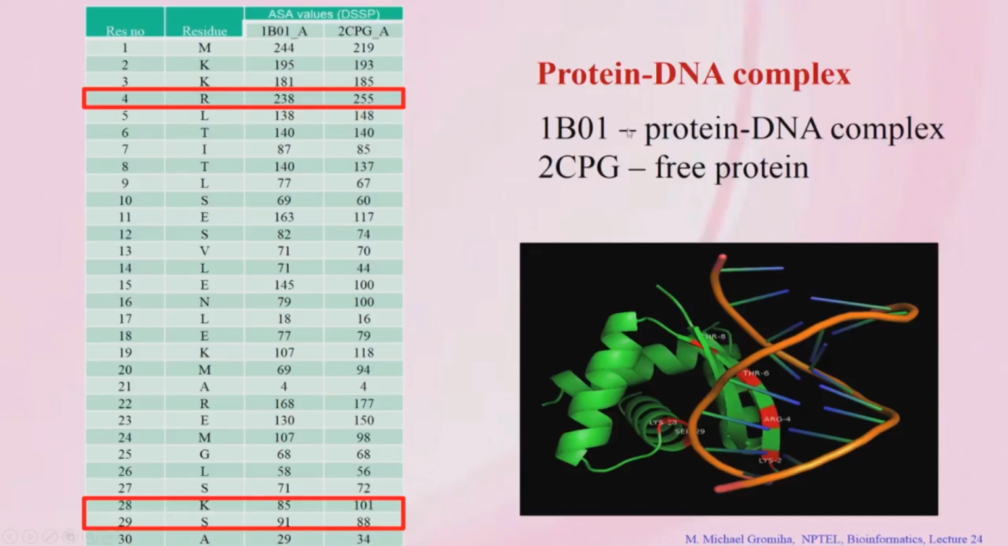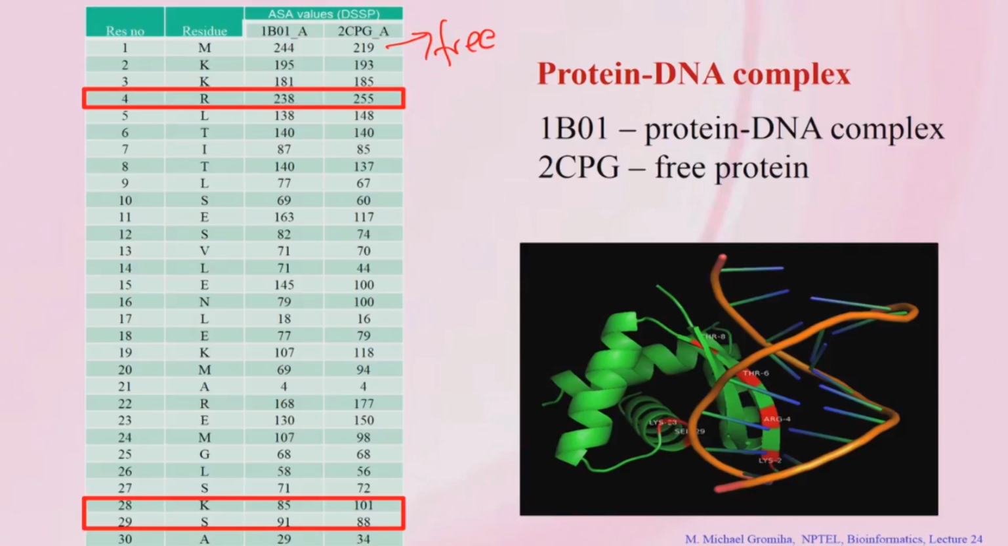I show one more example. In this case, I put 1B01, this is the complex, and here this is the free protein. If you see, there are several cases, for example, this arginine reduces from 255 to 238. And in some cases it is also possible that the complex has higher values than the free one. How is this possible?